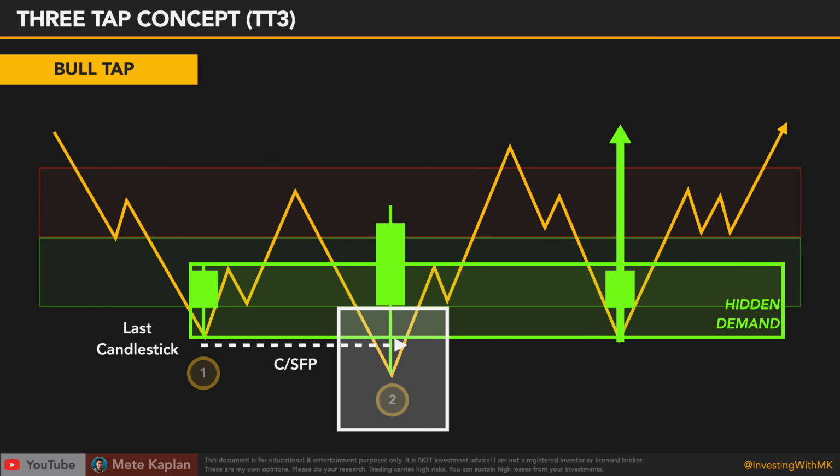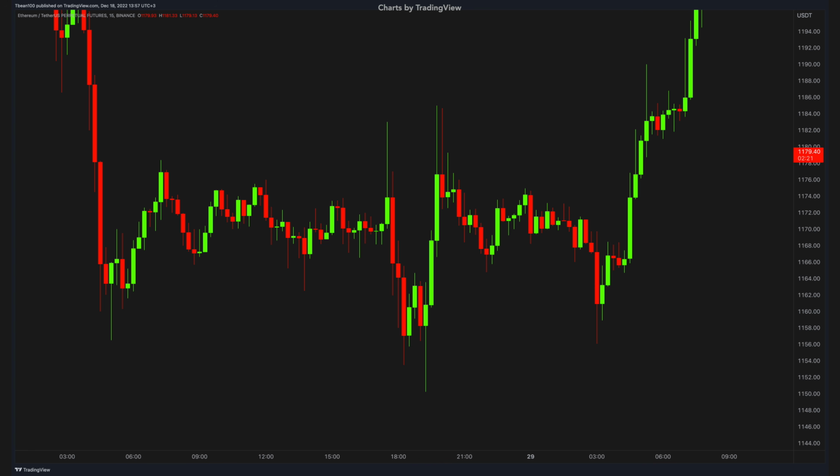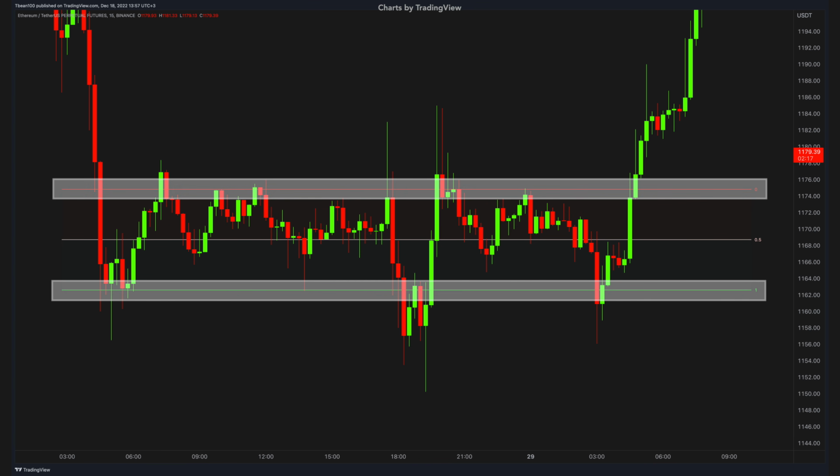We use it for possible entry zones in the future. So once the price comes back into the hidden demand, the third tap happens. This is when we shall search for long trades. Especially look for clear targets above, such as forming liquidity, imbalances, fresh supply areas. Let's check this example. You already mastered how to draw ranges, so I will skip the range part.